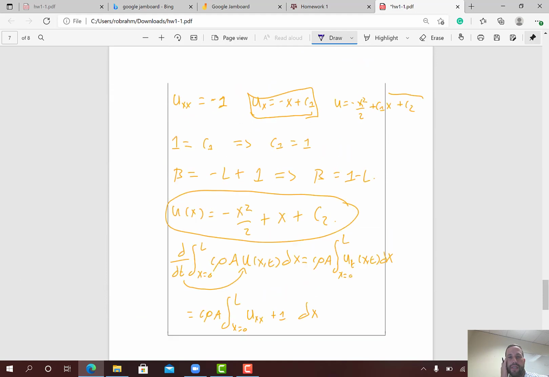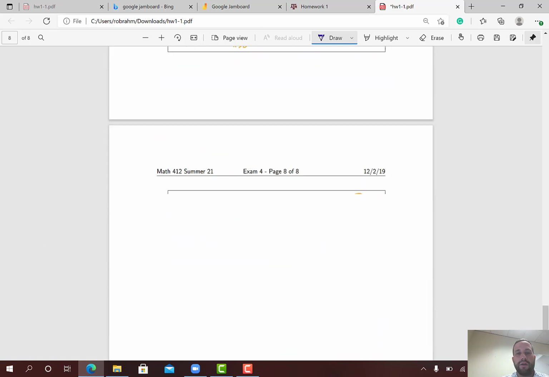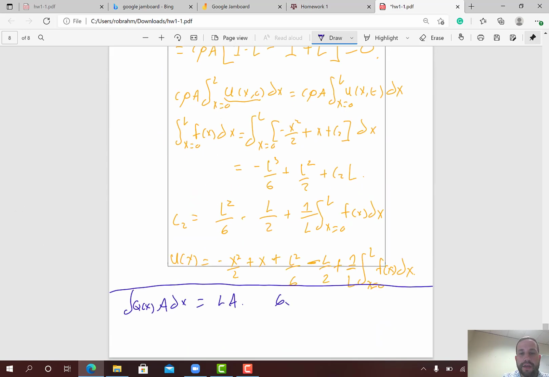Okay, now let's look at the boundary conditions. What's going on with the boundary conditions? u_x of 0 is equal to 1. If u_x of 0 is equal to 1, this means phi of 0 is equal to minus 1. Sorry, not phi x of 0, just phi of 0 is equal to minus 1. And remember, phi is the energy flowing to the right per unit surface area per second. So if I multiply both sides of this equation by A, what this tells me is that I have minus A units of thermal energy flowing out of the rod at the 0 endpoint per second.